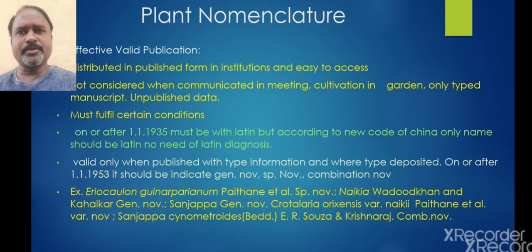But according to the recent codes, Vienna in 2012 and Shenzhen, China in 2017, there is no need of a Latin diagnosis. Instead, only the name should be in Latin form. So this is the older rule, but the Shenzhen code and Melbourne code show that there is no need of a Latin diagnosis in the publication.